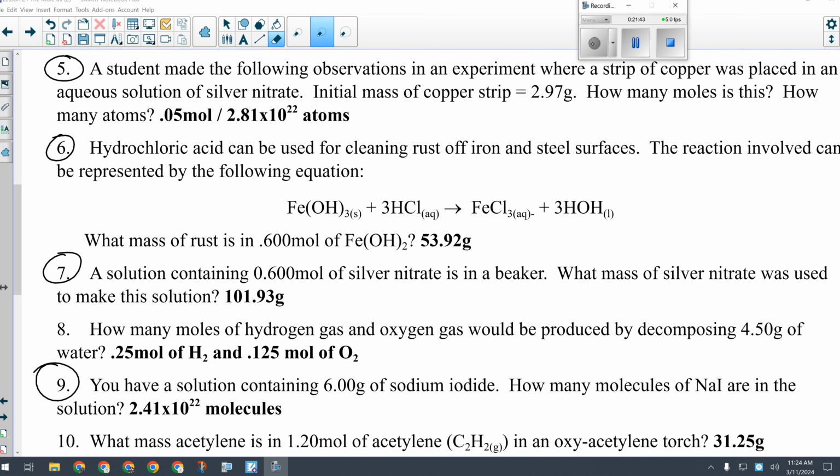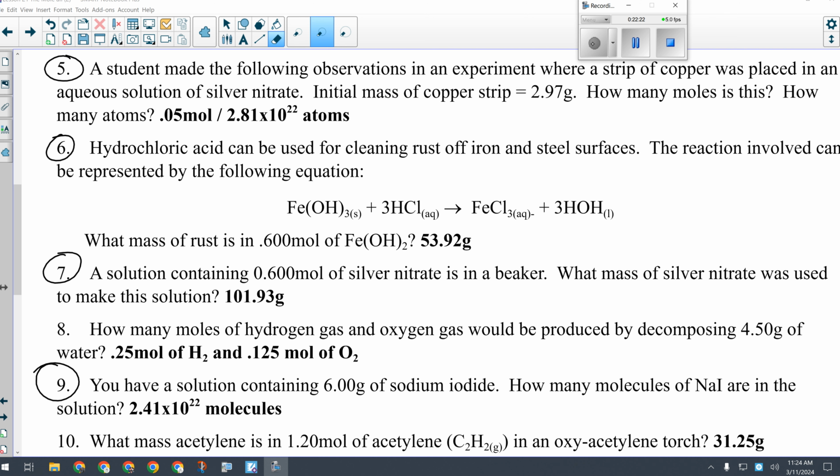Okay, so in number 5, the thing that number 5 is trying to do is confuse you about which material you're supposed to be calculating this about. It mentions 2 things, but then it only tells you information about one of them. So it says, a student made the following observations in an experiment where a strip of copper was placed in an aqueous solution of silver nitrate. So somebody just dropped a piece of copper into a solution of silver nitrate. Initial mass of the copper strip, 2.97 grams. Is that the mass of the silver nitrate or the copper? Copper.